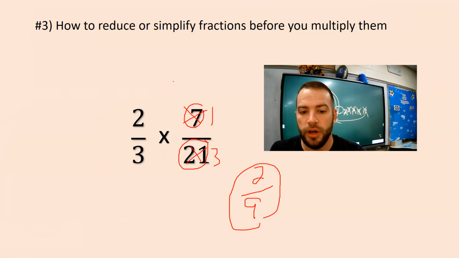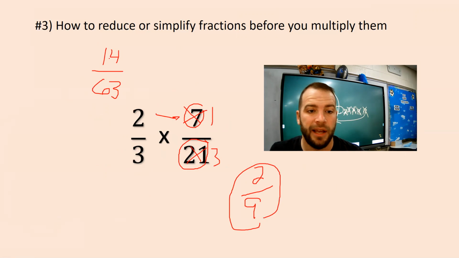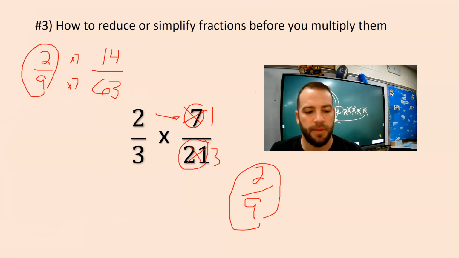Now remember, if you're like, I have no idea how you pick those two, there's all different options. If you just multiplied across, you would have gotten 14, right? And then 3 times 21 is 63. And you would have been able to reduce that, okay? By what? Well, let's see. We can do sevens, right? How many sevens make 14? 2. So the magic number is 7. And how many sevens make 63? 9. So once again, different route to get to the same answer.